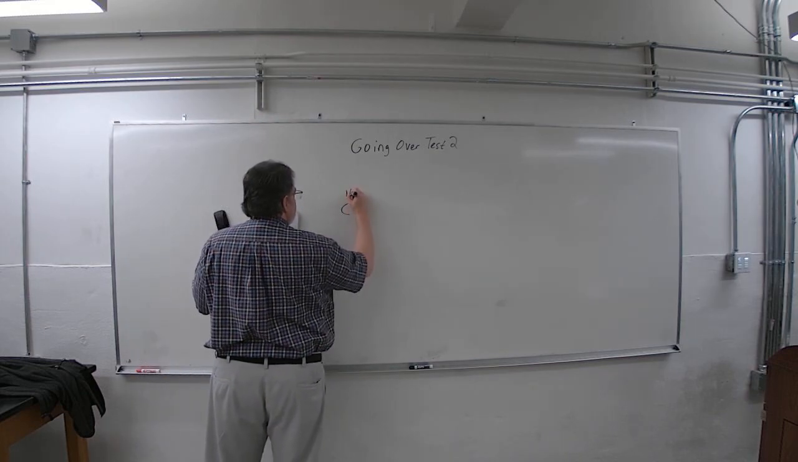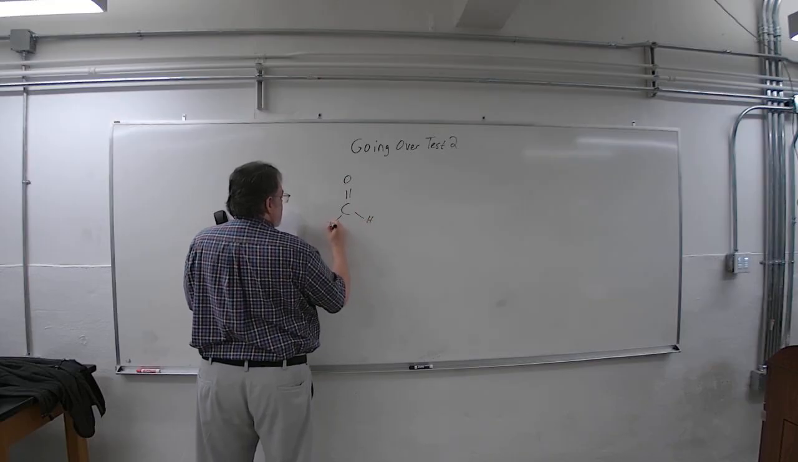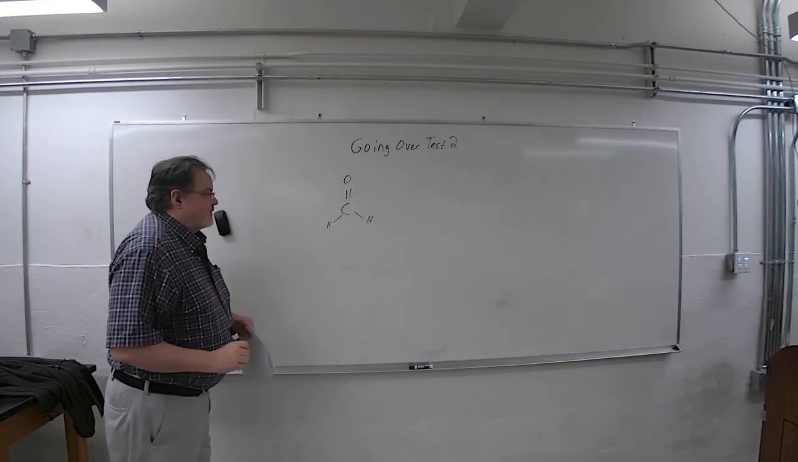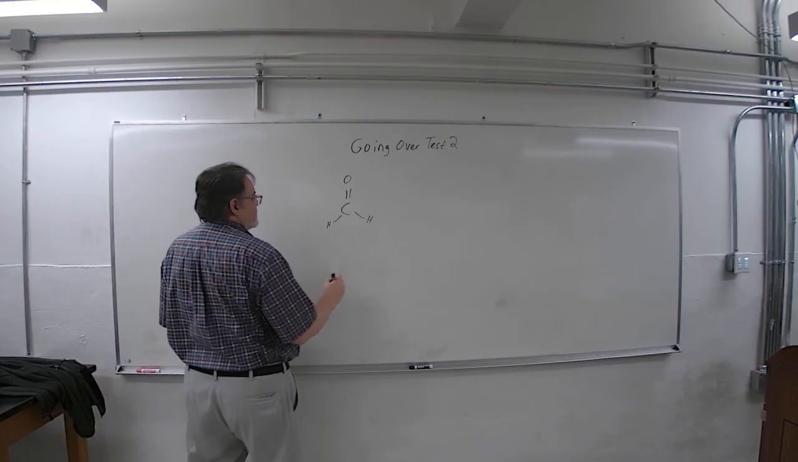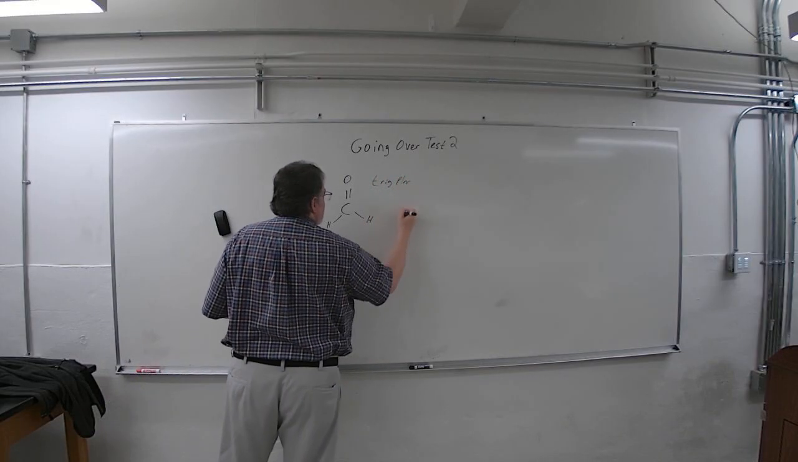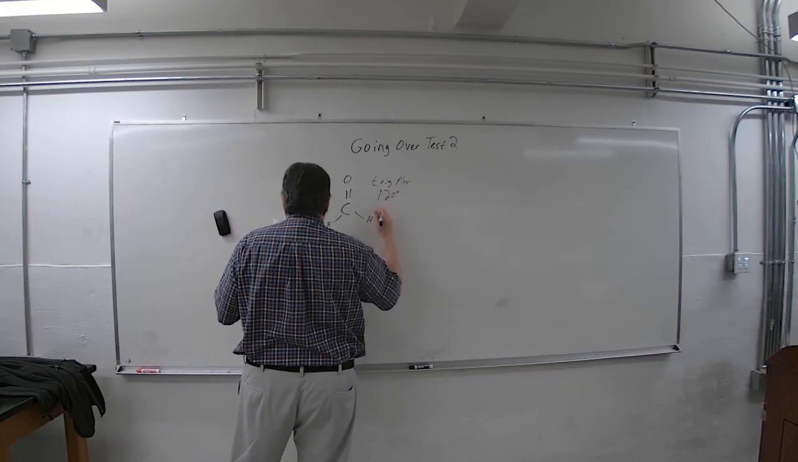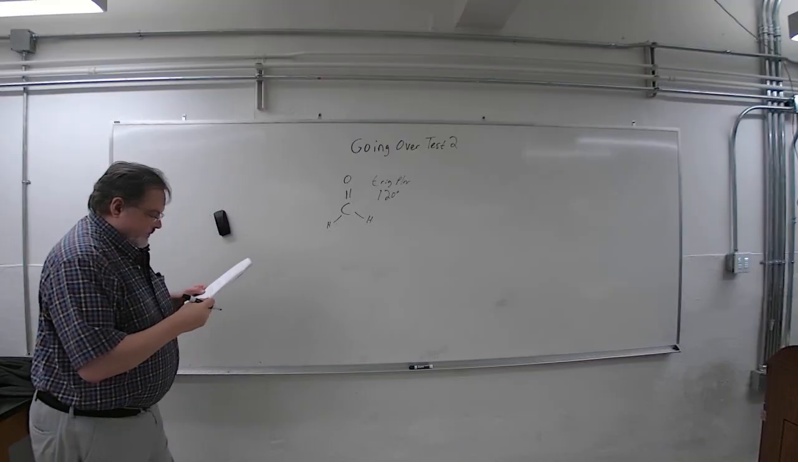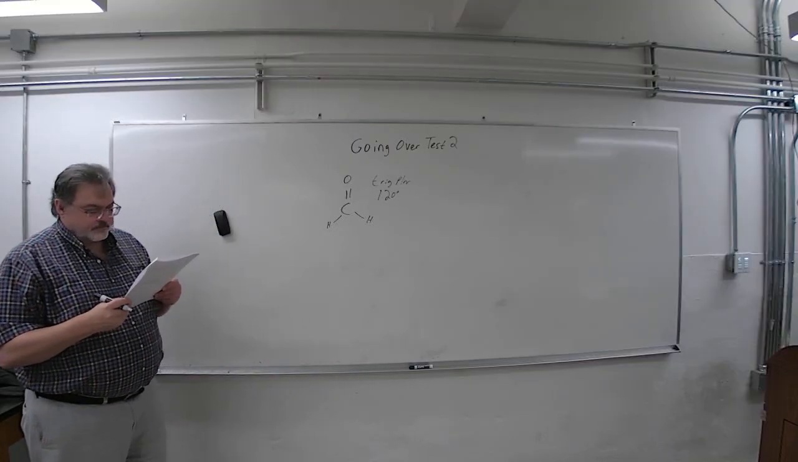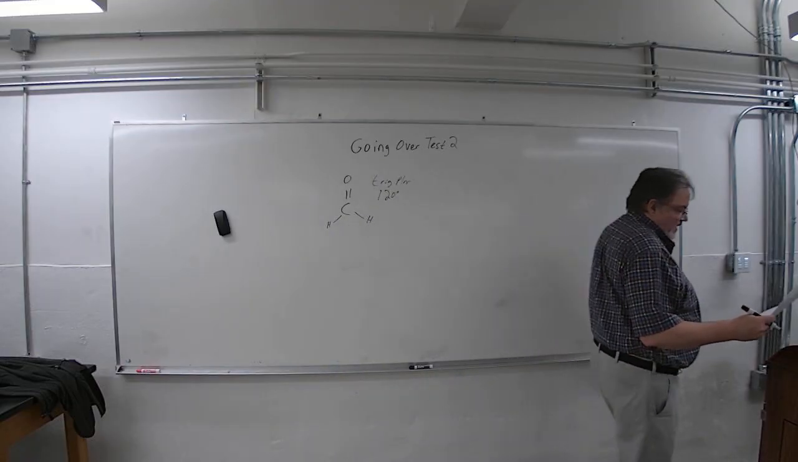Carbon. Three things around it, no lone pairs. This one is trigonal planar. Bond angles are 120 degrees. So that's D. Let me check the answer.